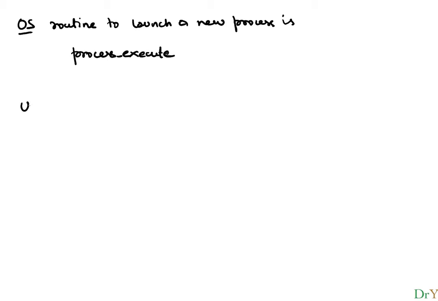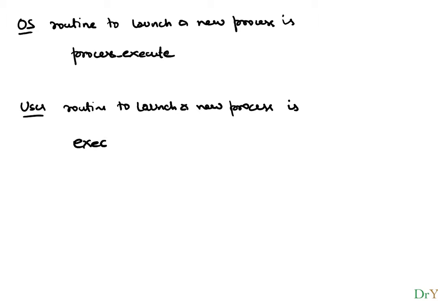Well, users can also launch processes. The user's routine to launch a new process is actually exec. A side note: in Unix, in Linux, in all flavors of Unix, we saw that to create a new process we use fork, and typically we use fork and then we do exec. Well, there is no fork in Pintos, there's only exec. And there are no 100 versions of it, there's only one exec.